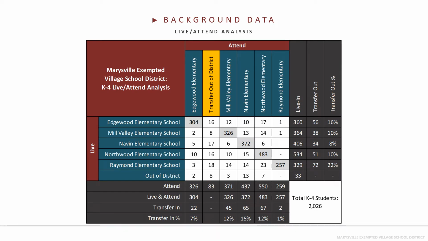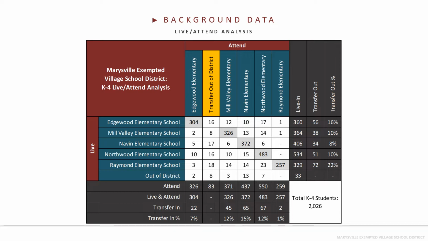This slide shows a live attend analysis for all K-4 students within Marysville Exempted Village School District. This shows where students live versus where they attend. For example, there are 360 K-4 students whose address falls within the current Edgewood Elementary boundary.